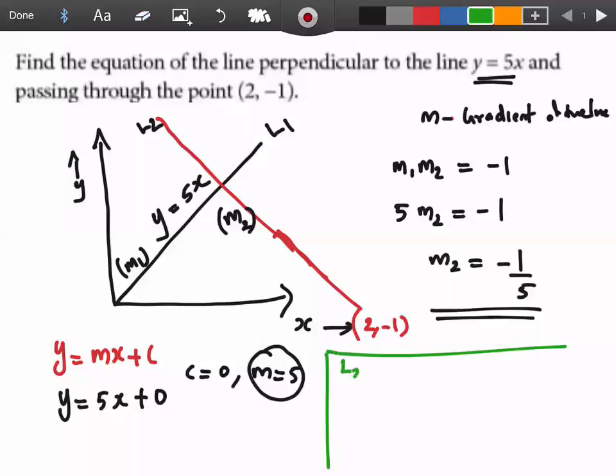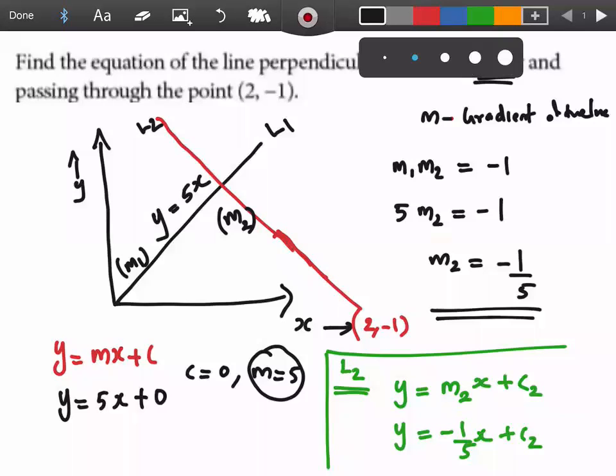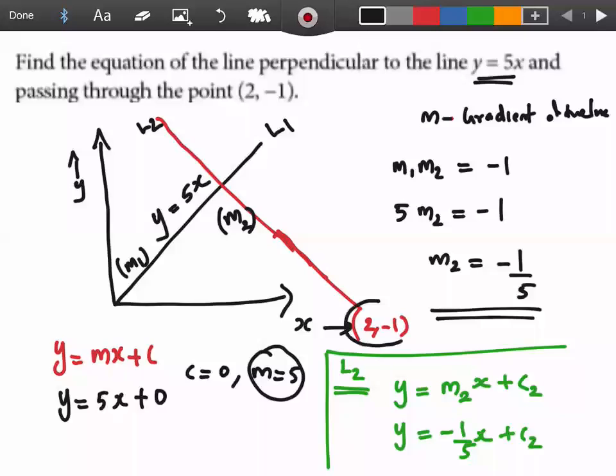The equation for the line L2, we can generally write as y = m2x + c2. Substituting the value of m2, y = -1/5 x + c2. Unfortunately we don't know the value of c2, so how do we find it? There is a clue given in this question: this line is passing through (2, -1).